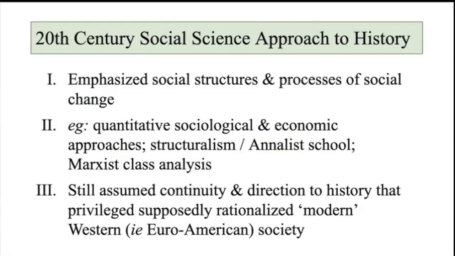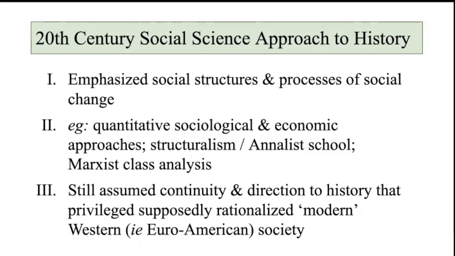Over the course of the 20th century, one shift in the discipline of history was to a social science approach. So I just briefly said that 19th century, 1800s academic history was very much great men and events. So think founding fathers, Revolutionary War, Civil War, like that. So this shift in the discipline of history was to a social science, more comprehensive approach. This approach was new in the sense that it emphasized social structures and processes of social change.